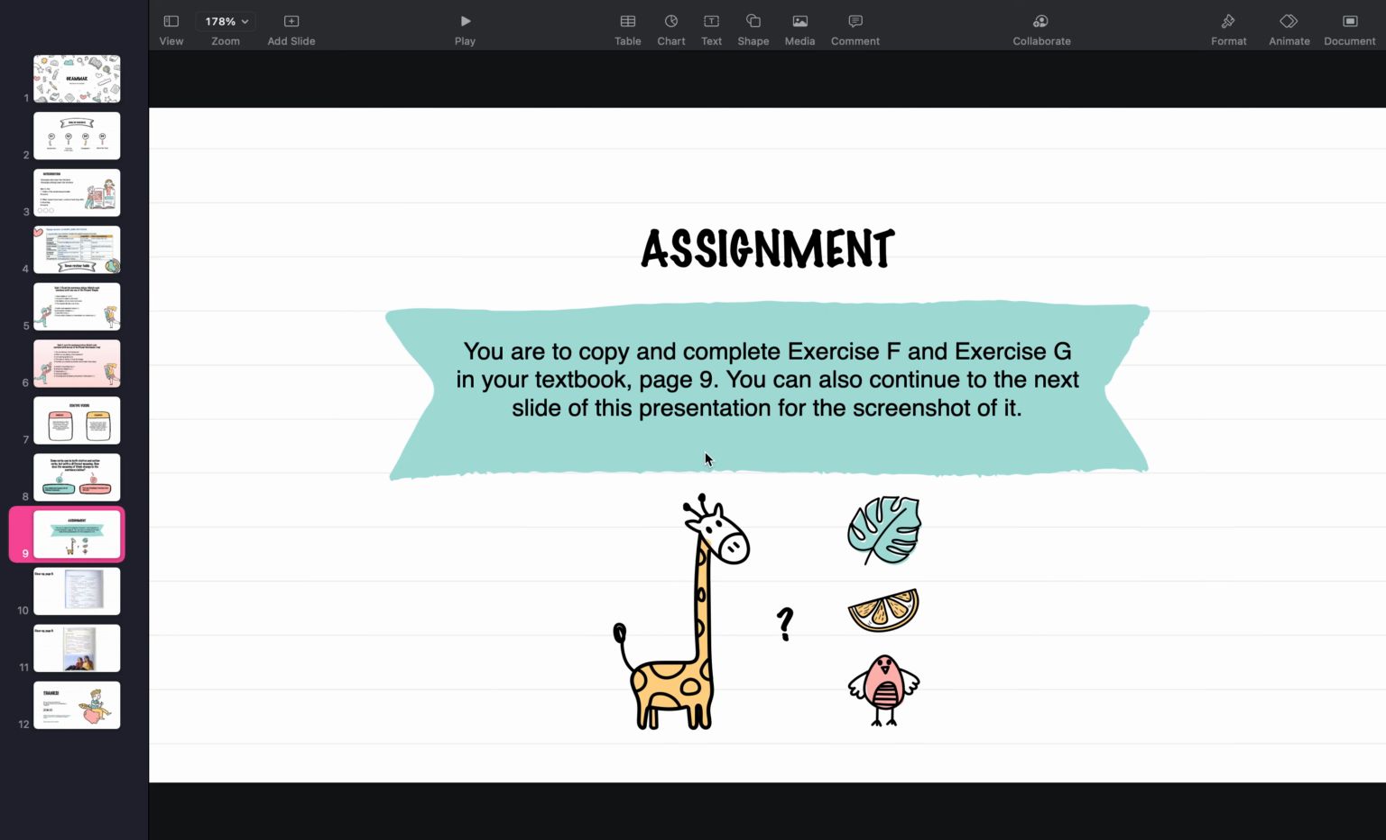Now this is your assignment. You are to copy and complete exercise F and exercise G in your textbook, page 9. You can also continue to the next slide of this presentation for the screenshot of it.